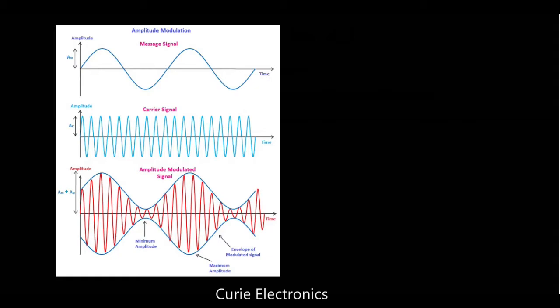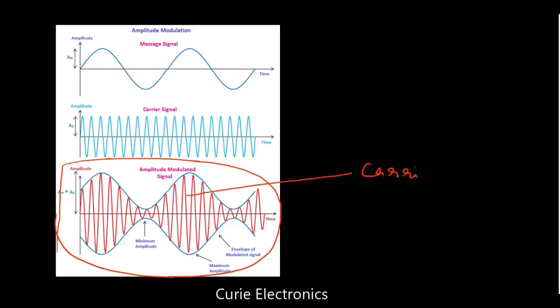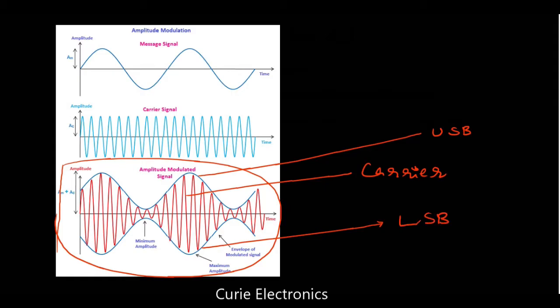Now if you see here, this is the amplitude modulated wave. It consists of the carrier, and then this top envelope is the upper sideband, and the lower envelope is the lower sideband. And we have seen the frequency response. The carrier is taking maximum power. Carrier amplitude was more.